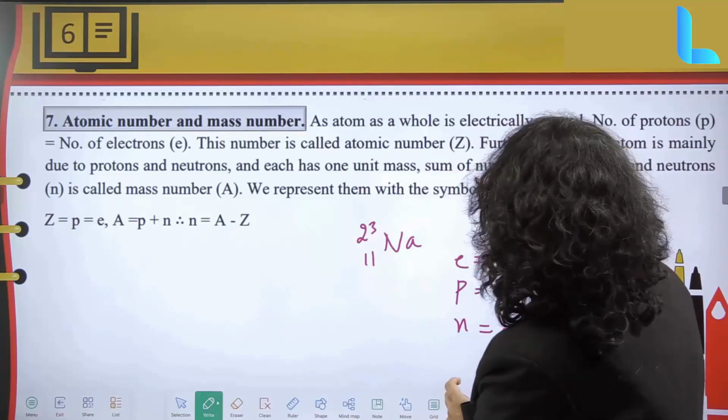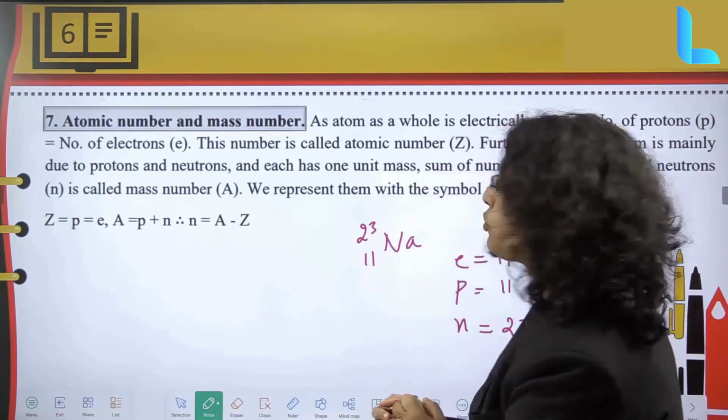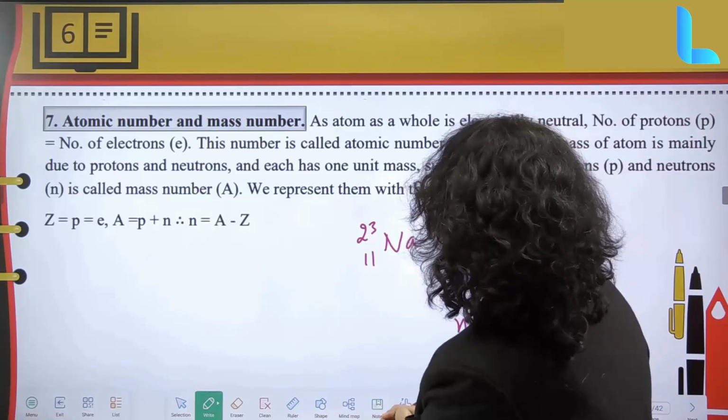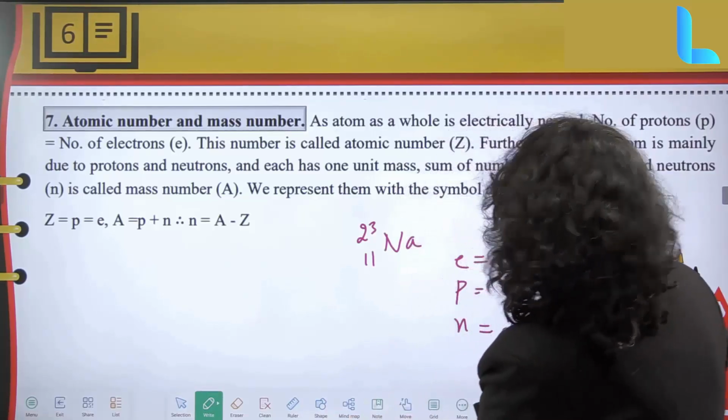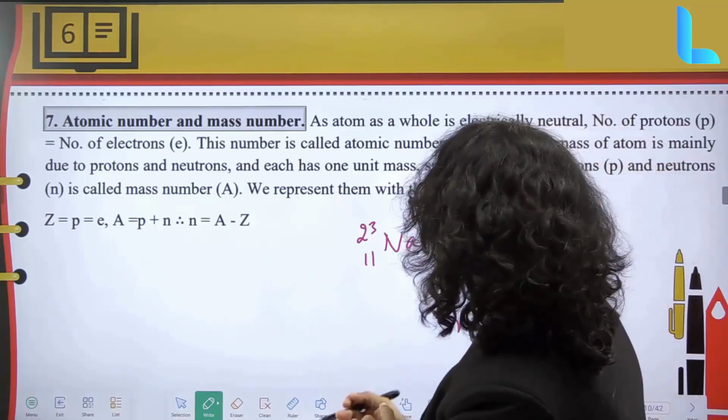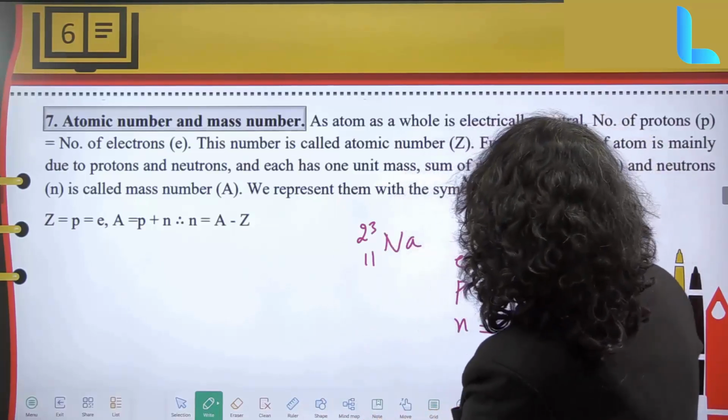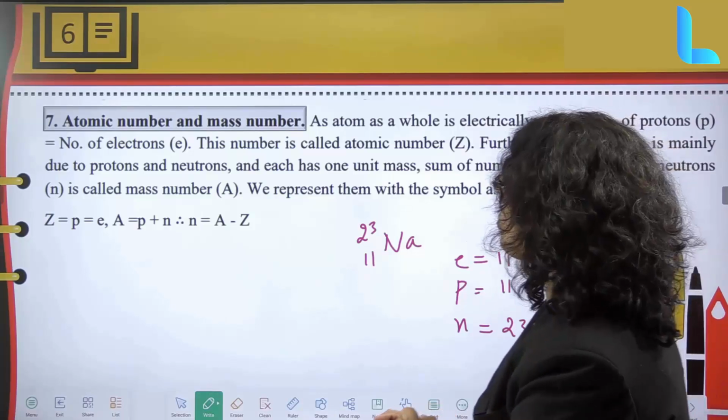As an atom as a whole is electrically neutral, the number of protons is always equal to the number of electrons. This is called the atomic number. Further, as the mass of an atom is due to protons and neutrons, and each has 1 unit mass, the sum of protons and neutrons is called the mass number.